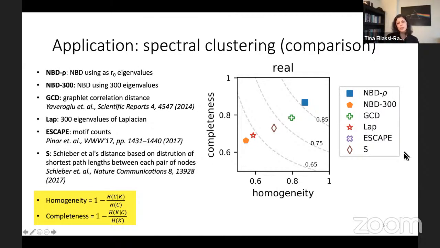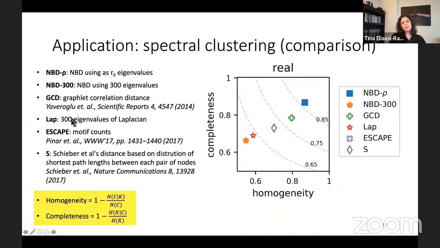I'm also showing you our measure where you just pick 300 eigenvalues. In the paper, we go in depth in terms of experiments, in terms of the number of eigenvalues and how they change depending on whether you are working on a peer-to-peer network or a co-authorship network, etc.